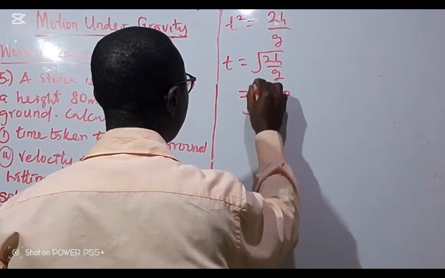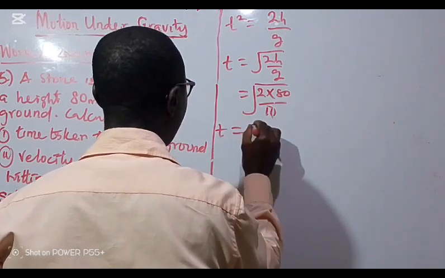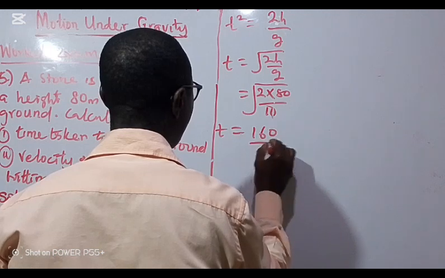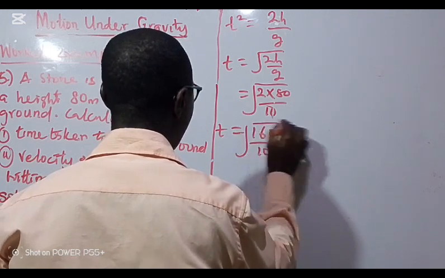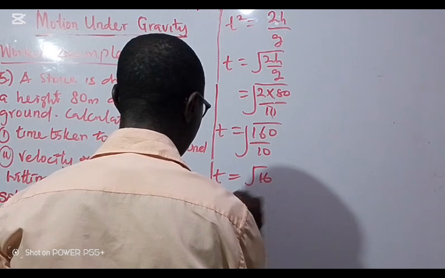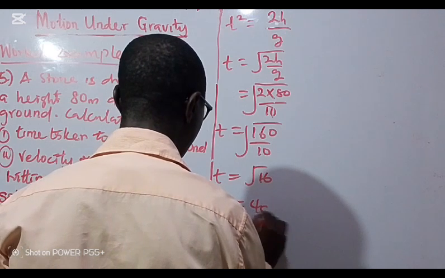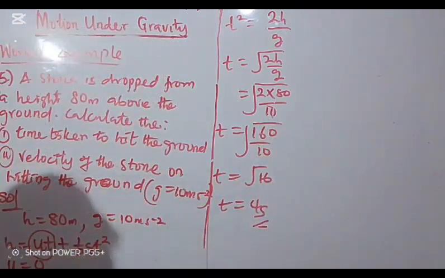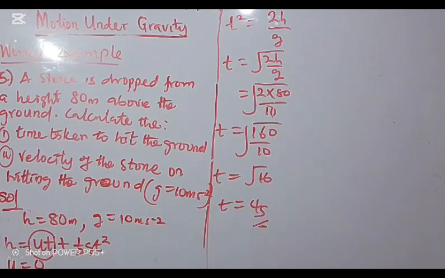So that is 160 over 10. Then t now is the square root of 16. t is equal to 4 seconds. That's the time taken to hit the ground.